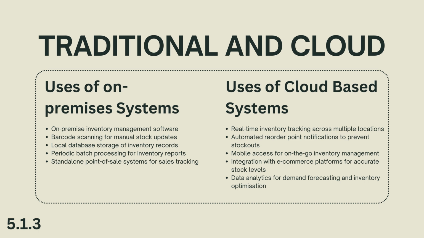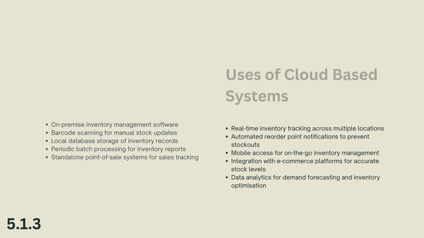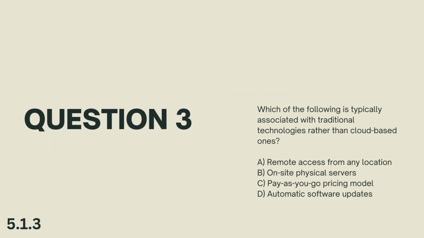Instead of having physical hardware on site, businesses can use virtual resources hosted by third-party providers. This includes services like cloud storage, web-based email, and online collaboration tools. The choice between traditional and cloud-based technologies often depends on factors such as the company's size, budget, security needs, and scalability requirements. Many businesses now use a hybrid approach, combining elements of both traditional and cloud-based systems to meet their specific needs. Let's test your understanding with a quick question.